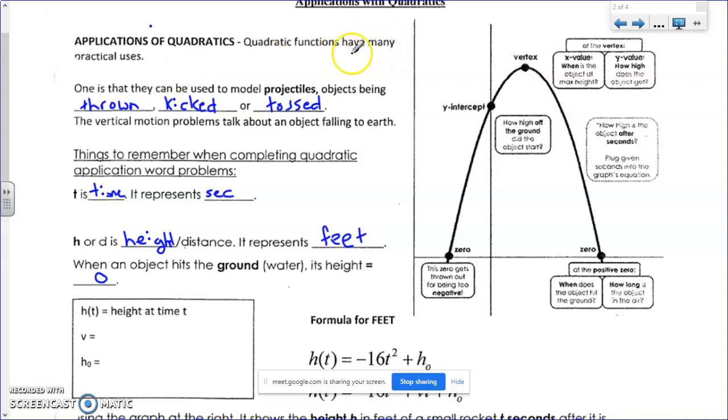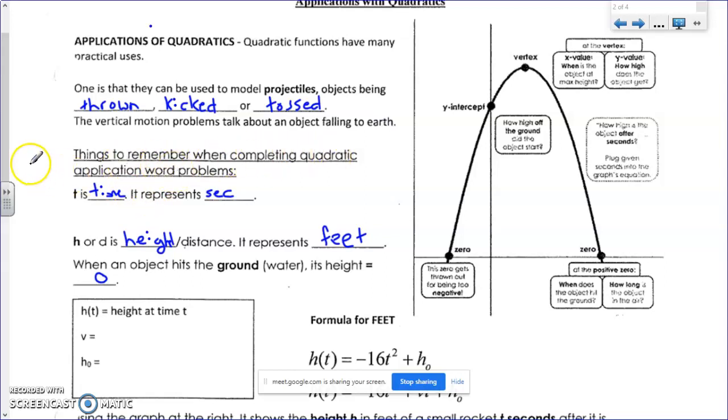Okay, quadratic functions have many practical uses. One is they can be used to model projectiles, objects being thrown, kicked, or tossed. The vertical motion problems talk about an object falling to earth. Now, on real life applications, we do not use the negative zeros because we would not have negative time. Does everybody understand that?